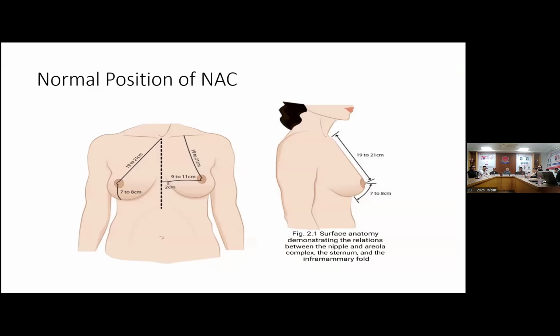The normal position of the NAC is 19 to 21 centimeters from the sternal notch, 7 to 8 centimeters from the inferior mammary crease, 9 to 11 centimeters from the sternum, and 2 centimeters lateral to the medial crease of the breast.